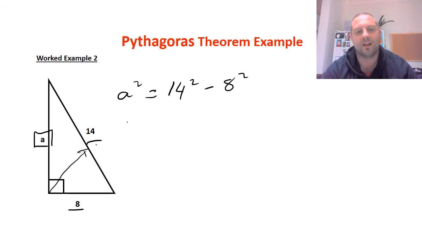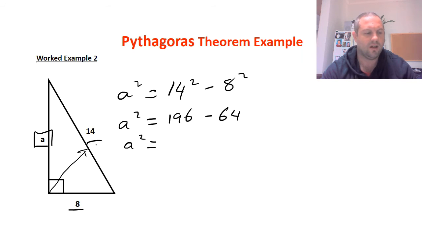So when we break it down and rewrite it, and this is what I want you to do, rewrite it. We've got 14 squared equals 196. You can find that on your calculator. Take away 8 squared is 64. Work it out in your calculator. So that's going to equal A squared equals 132. So we're going to put that there.